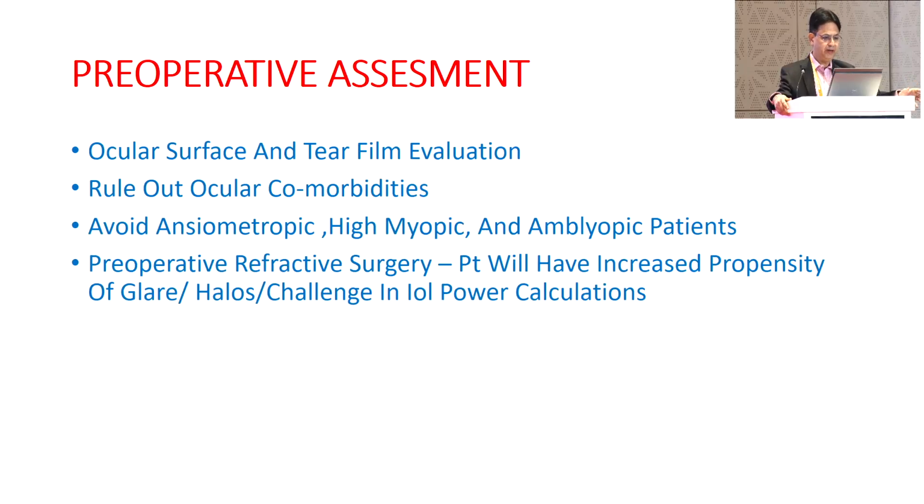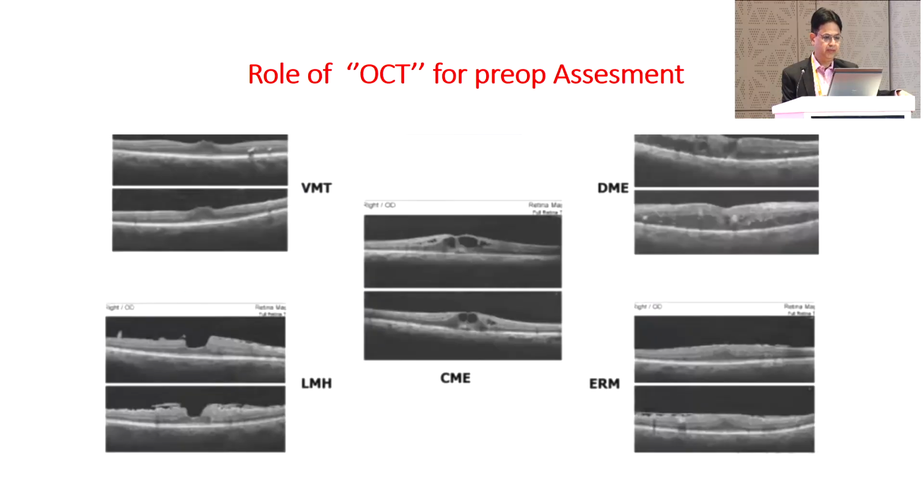If at all the patient has any ocular comorbidity, avoid premium lenses in those. Avoid any anisometropic, high myopic or amblyopic patients. Then if the patient has undergone preoperative refractive surgery, there is an increased propensity for glare and halos. There are also challenges in power calculation. Recently we witnessed this with one very big celebrity in Bombay.